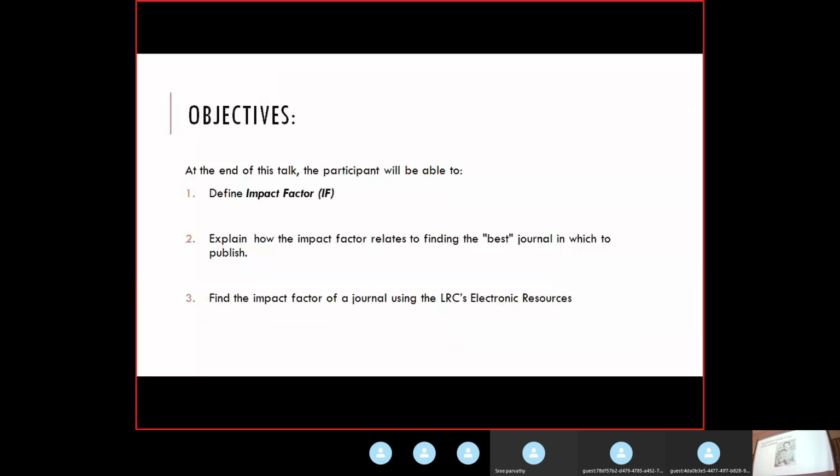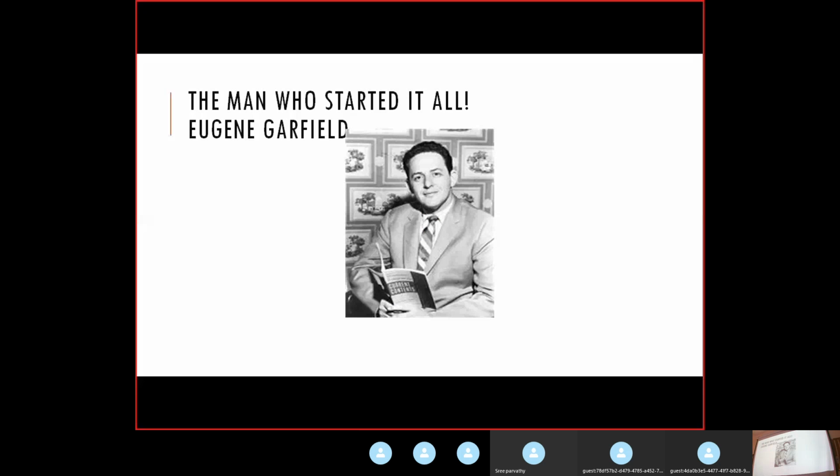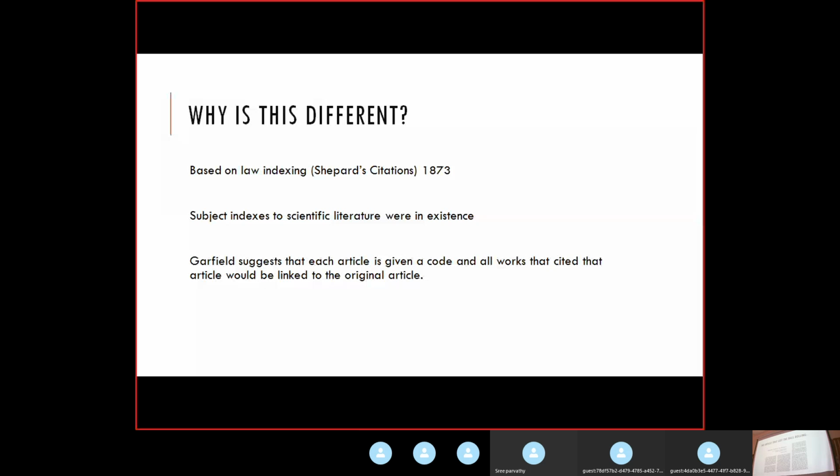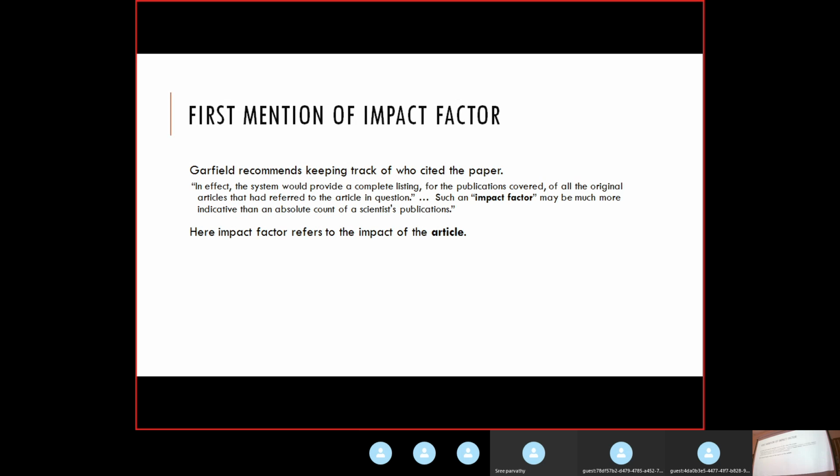This is the man, Eugene Garfield, who started it all. The idea started from his article, Citation Index for Science. This is the actual article. Based on law indexing in 1873, subject indexes to scientific literature existed. Garfield suggests that each article is given a code and all works that cited that article would be linked to the original article. Garfield recommends keeping track of who cited the paper. It is very good behavior for a researcher. Articles that had referred to the article in question, its impact factor may be much more indicative than an absolute count of a scientist's publications. Here, impact factor refers to the impact of an article.